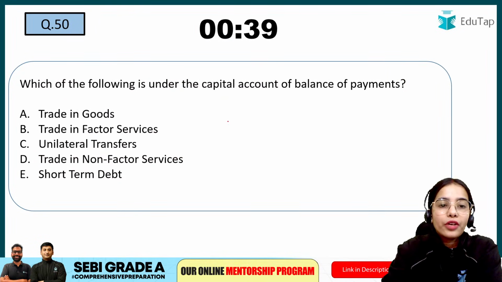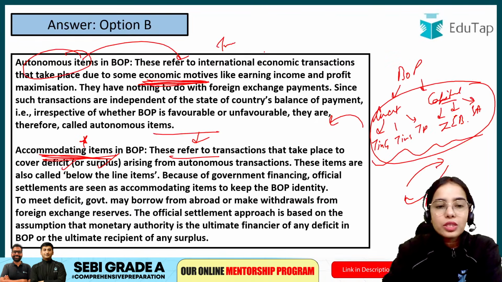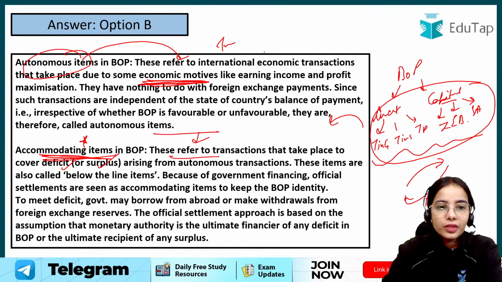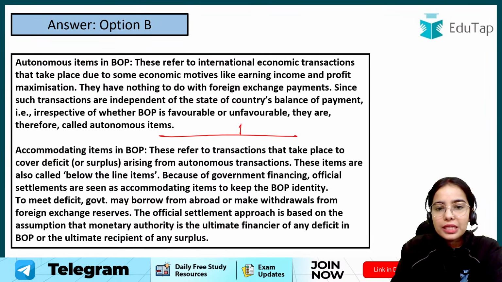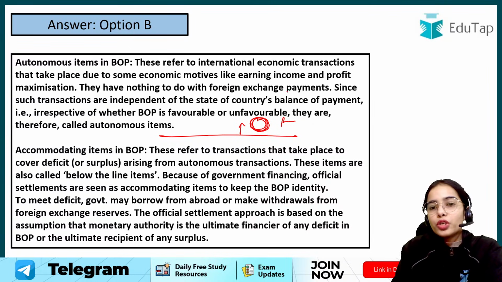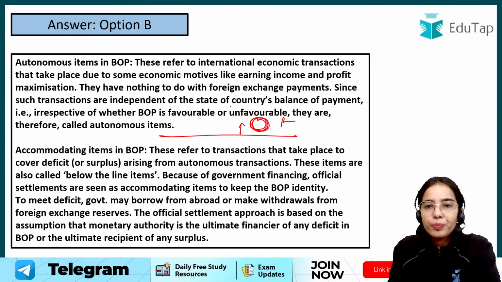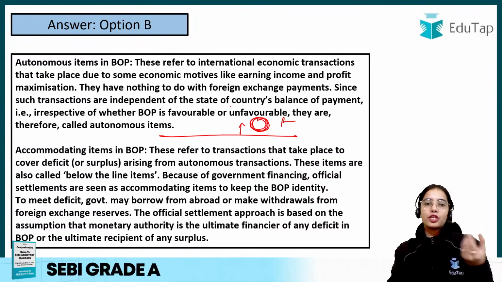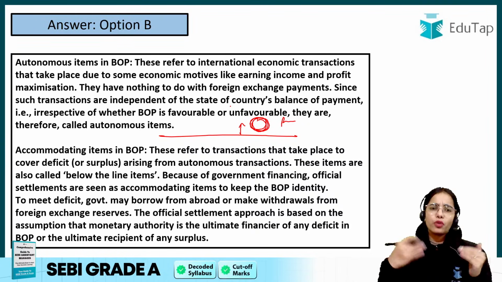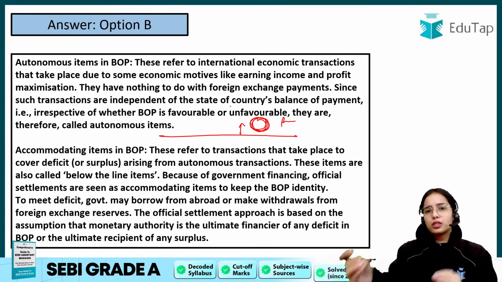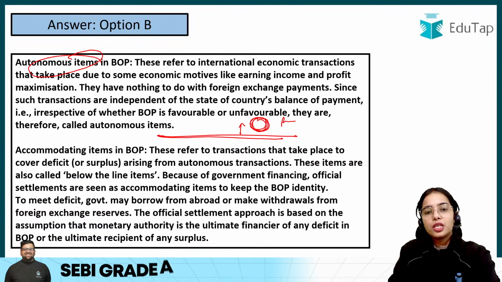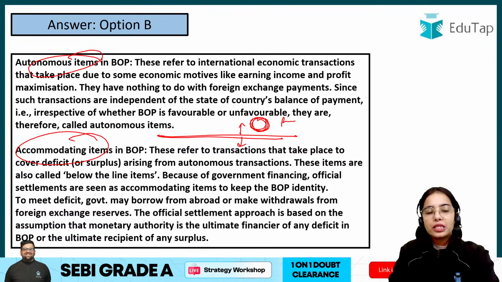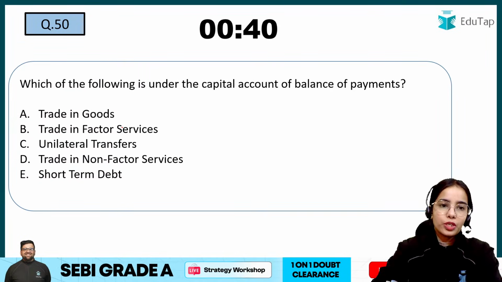Now, which of the following is under the capital account? So this is the last question. Now remember, autonomous transactions are also called above the line transactions. These are the transactions for your profit motive or for your satisfaction. You are purchasing iPhones, you are importing the products for your satisfaction, for your own economic motives. So these are above the line transactions, autonomous transactions. Below the line transactions are accommodating transactions to cover the balance of payment situation.